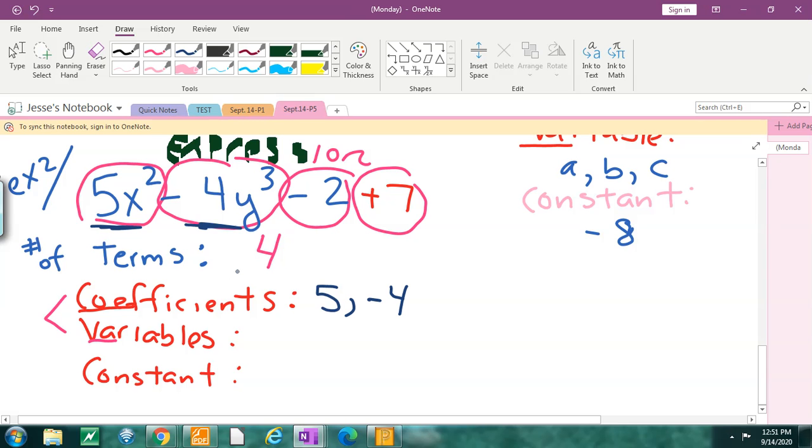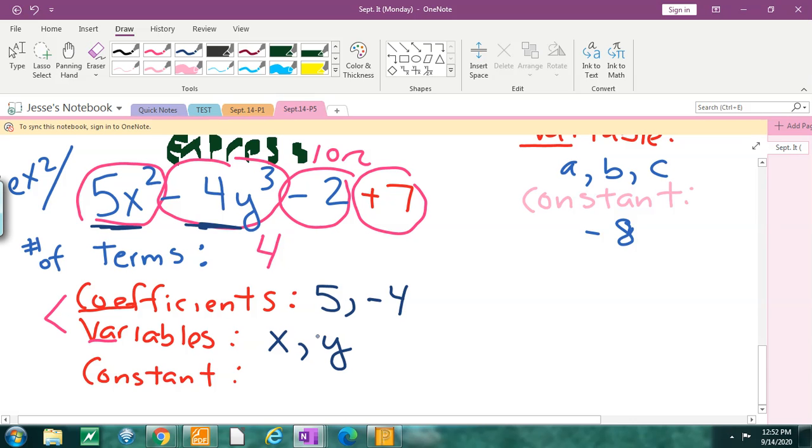What about the variable? Now here's the tricky one. The variable is the letter. So what are the letters? Some of you are going to put x squared. No, that's what you do when you have the number. You square it, but the letter is only x, and then only y. Because when y is 3, you're going to cube it, multiply 3 times 3 times 3. Or if it's 5, 5 times 5 times 5. But your variables are x and y.